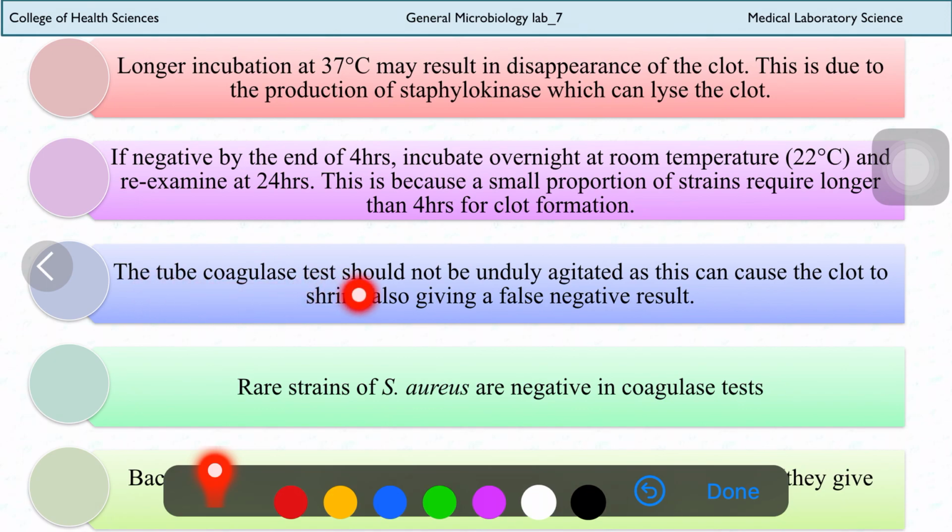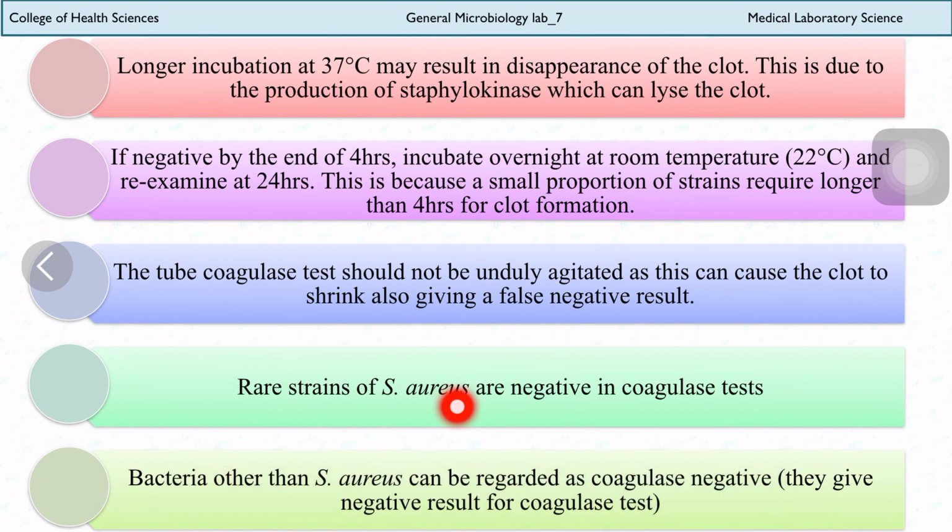The tube coagulase test should not be agitated, as this can cause the clot to shrink and also give you a false result. The clotting will start gradually. If you start shaking, you'll disrupt the clotting and you'll get a false negative. That's why just take it out and look at the clotting. If you see clotting, that's positive. If there is no clotting, do not shake. Return the test tube to the incubator, and wait for about 4 hours.